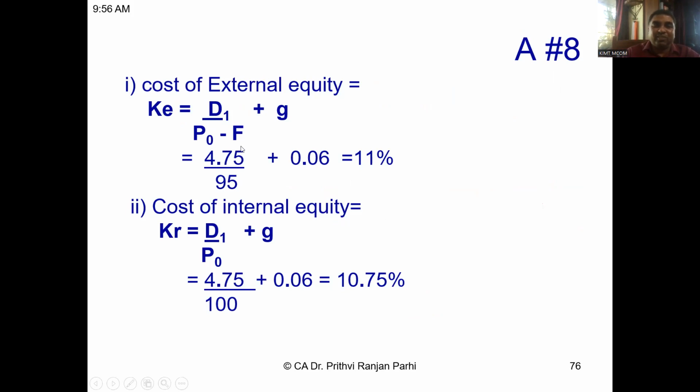What is cost of reserve? Only thing is that this flotation cost will not be there. So the formula is D1 by P0 plus G. It comes to 10.75. So cost of external equity is more than cost of internal equity because of this flotation cost.